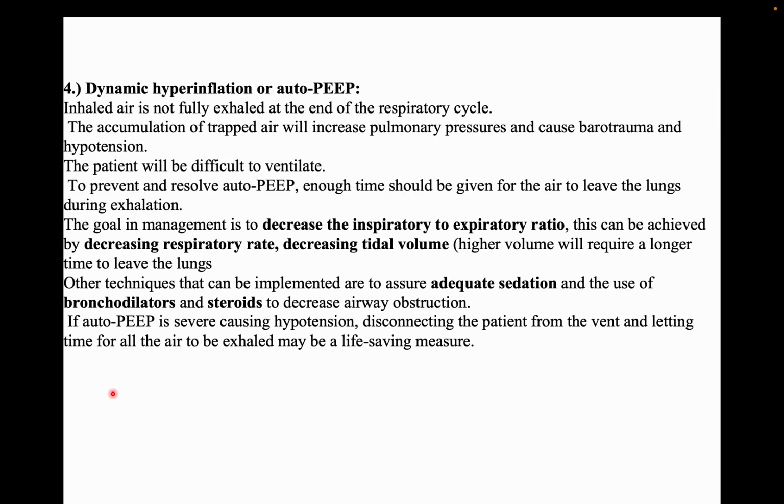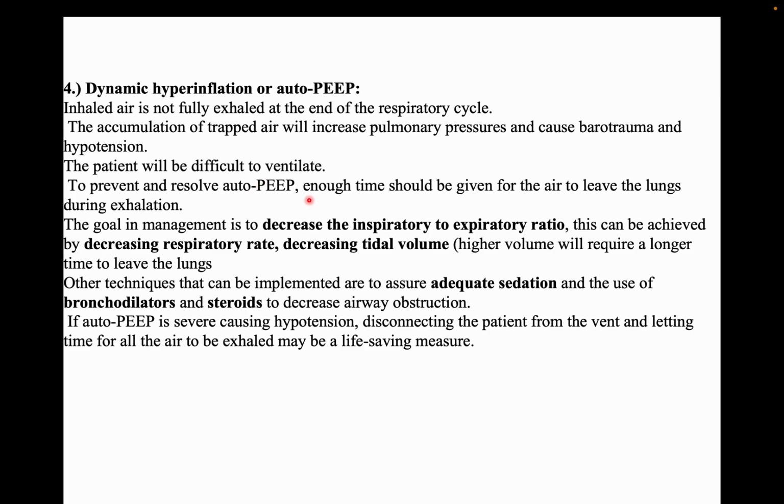So this is auto PEEP. What is auto PEEP? Inhaled air is not fully exhaled at the end of the respiratory cycle. The accumulated trapped air will increase the pulmonary pressure and cause barotrauma and hypotension. Whatever inhaled air is not completely exhaled out is trapped, and that causes an increase in pressure and barotrauma. It increases the intrathoracic pressure and also causes hypoventilation and hypotension. So the patient will be difficult to ventilate, because there is already existing air that is not washed out properly, so it will be difficult to take one more breath again.